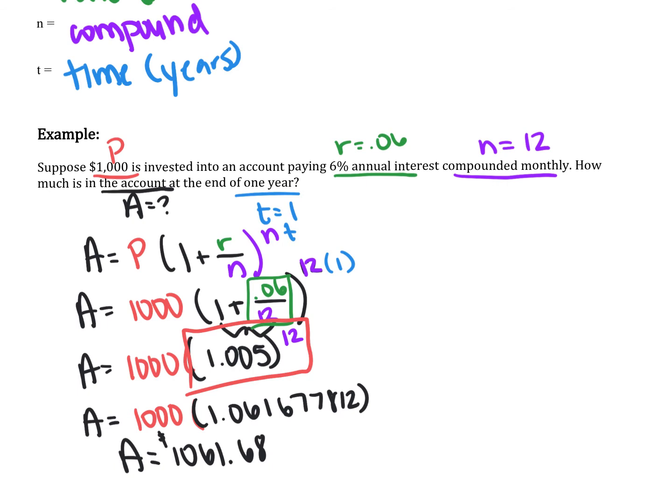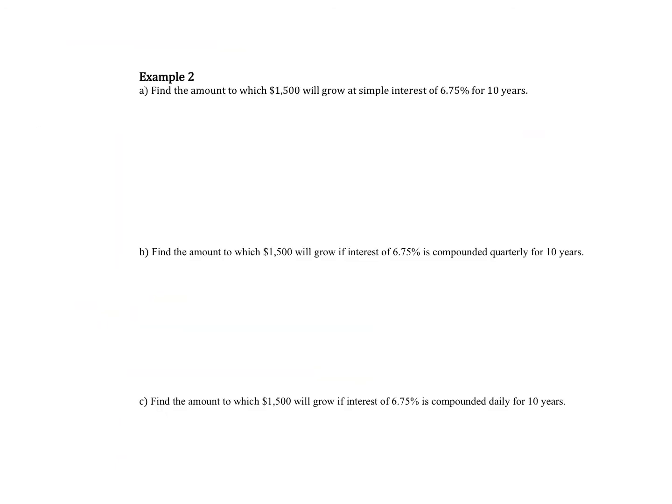And so when we talk about money, we always want to talk about cents. That's why we're rounding to the second spot here. So in these examples, let's actually compare what happens as we change compounding periods. So for this one, it says, find the amount to which 1,500 will grow at simple interest.